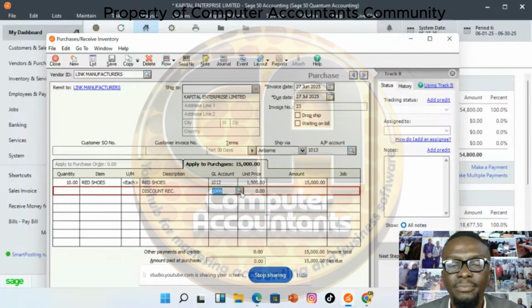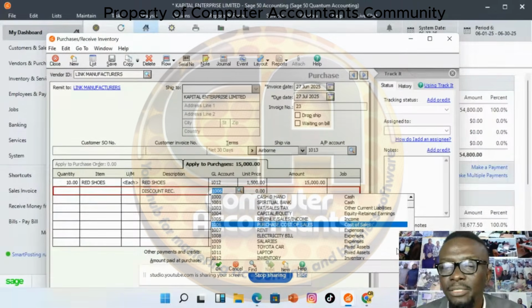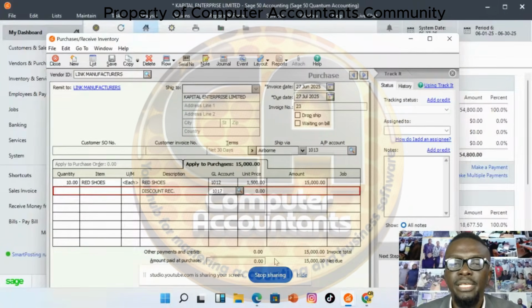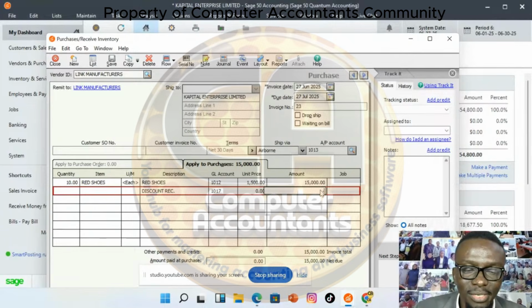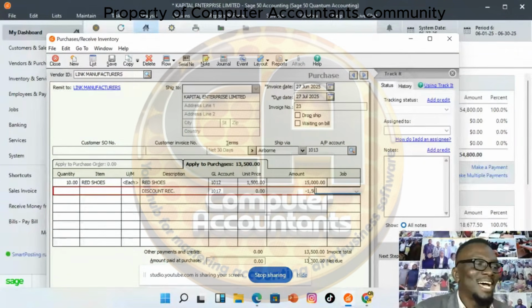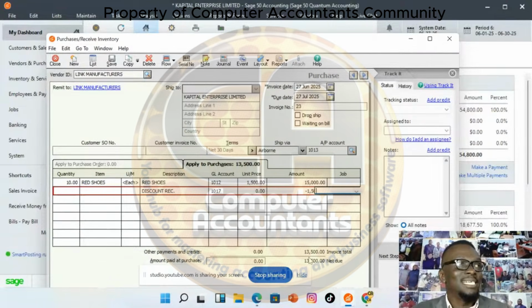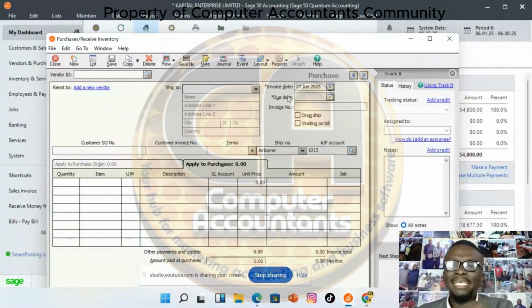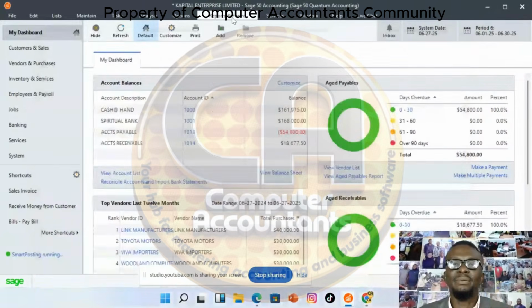So look at it. It is discount received account. Then it means that if he's giving, we'll pay less, right? So minus, let's say 1,500. Did you see? Instead of 15,000, we will now pay 13,500. So that's the effect of the discount, trading discount basically, or bulk purchase discount he's giving to us. So you click next. Let's see the effects immediately.